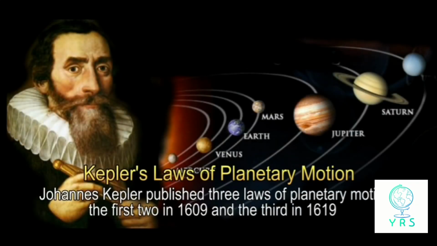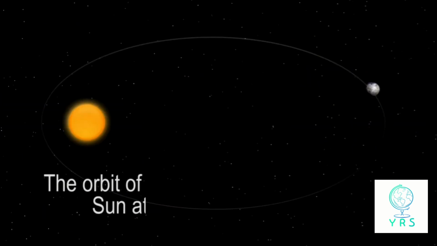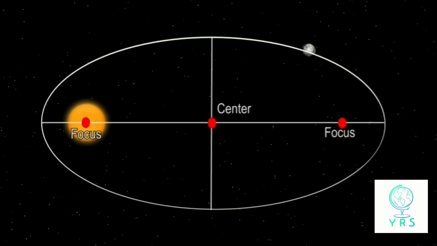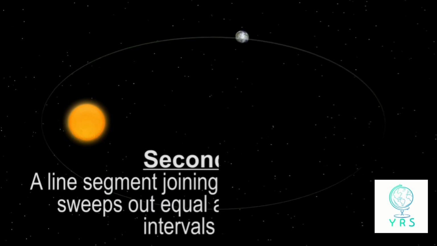Let's revise Kepler's laws of planetary motion in short. Johannes Kepler published three laws of planetary motion, the first two in 1609 and the third in 1619. The first law: the orbit of a planet is an ellipse with the Sun at any one of the foci.